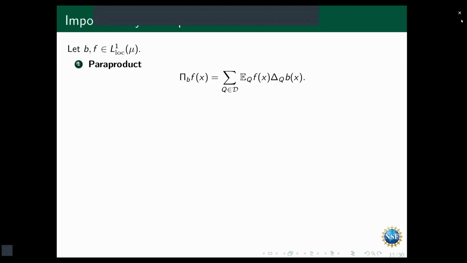Okay, we now want to define some important dyadic operators in the higher dimensional setting, which arise from considering commutators, kind of pieces of commutators. So the idea is, if you look at a product of two functions b and f, you can do a martingale expansion on both of them and then look at pieces of that martingale expansion. One such piece is what's called a paraproduct, or partial product. It's denoted by π_b, and this operator takes the expectation on Q of f times the martingale difference Δ_Q b and sums it up over all dyadic cubes.